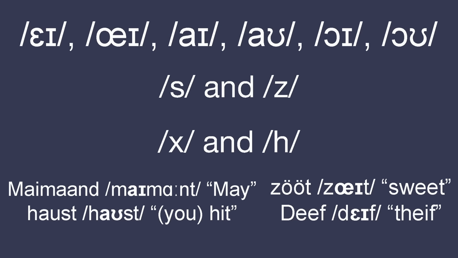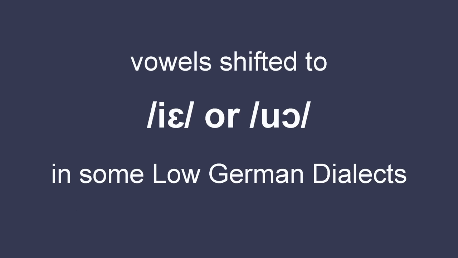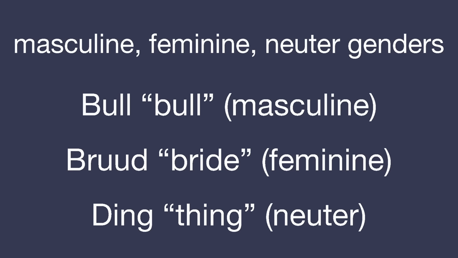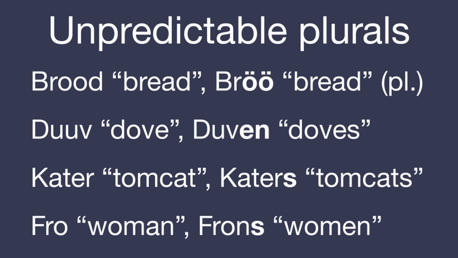As for Northern Low Saxon, it has several diphthongs, distinguishes s with z, and velar kh with glottal h. Some other Low German dialects also underwent raising, where some sounds shifted to ie or o in certain contexts. Northern Low Saxon has the masculine, feminine, and neuter genders, though the gender assignment of nouns can vary between Low German dialects, and plurals are also highly irregular.